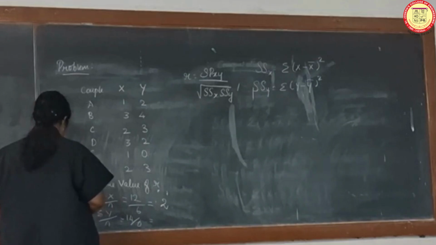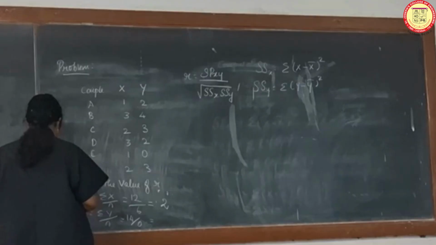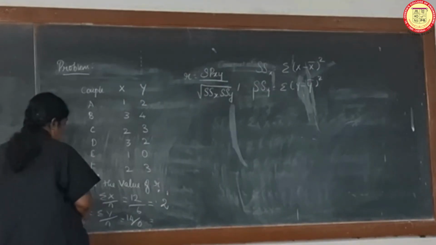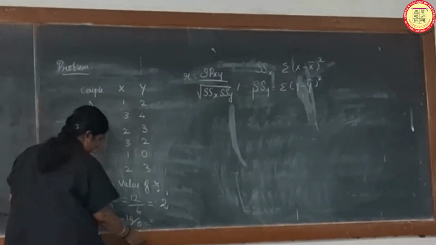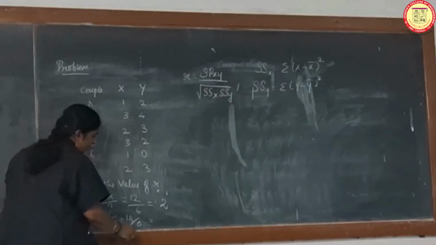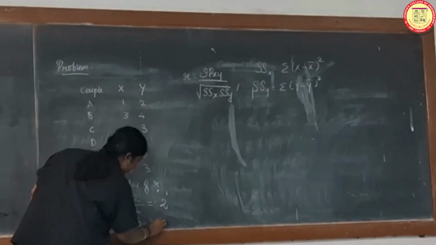So what is the y bar value? The value is 14 divided by 6, that is 2.3.